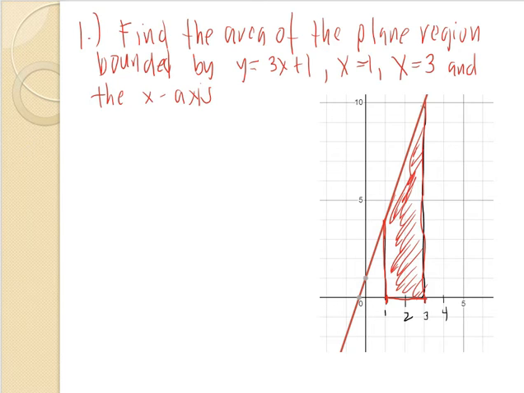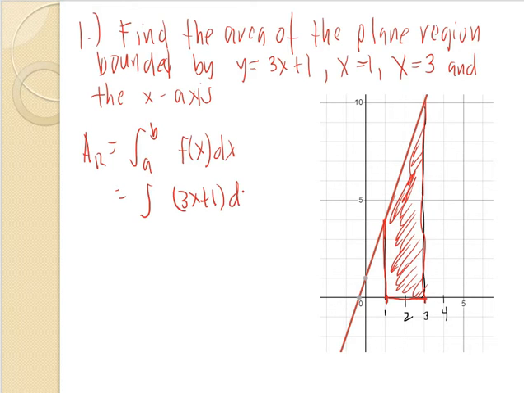So it says that the area is equals to the integral of f of x dx to be evaluated from a to b. We have the function as 3x plus 1 and then dx to be evaluated from 1 to 3. 3 is the upper limit and 1 is the lower limit. So first we will evaluate or get the integral of 3x plus 1. 3x to the 1 plus 1 is 2 over 2 plus integral of 1 is x from 1 to 3.